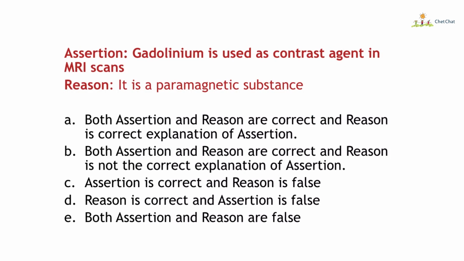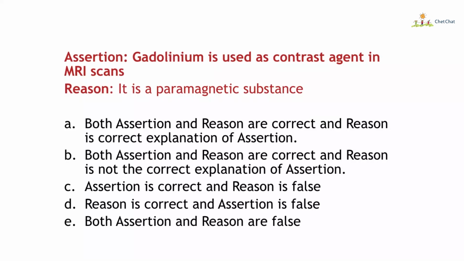So I have a small trick for when to use A and B. It's something that would work 90% of the time, but there is a very simple trick to use in reason assertion once you know that both statements are correct. So see the options, we'll first discuss what are the options here. A is both reason and assertion correct with correct explanation. B is both assertion and reason correct, but not the correct explanation of the assertion. C is assertion correct, reason wrong. D is reason correct, assertion false. E is both are false.